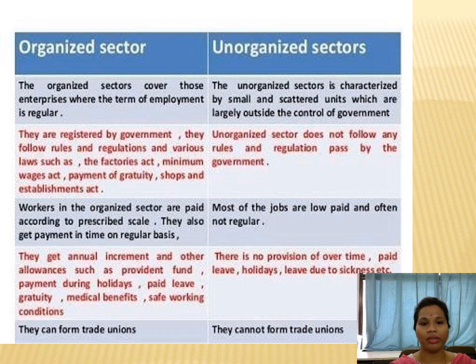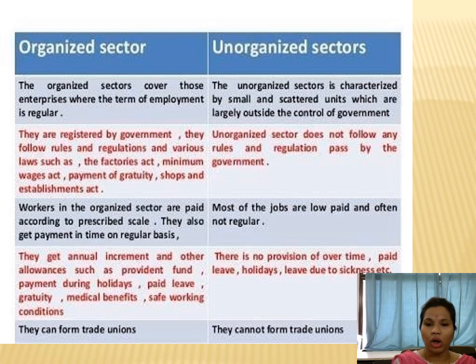Then the fourth point is that they get annual increments. In the organized sector, they get increments, allowances, provident fund, gratuity, medical benefits, safe working conditions, etc. All the facilities which give increments and benefits for employees will be given. But in the unorganized sector, there is no such provision of provident fund, pension, gratuity, or timely payment, and the holidays are not even fixed for them. Leave dues to sickness, etc. are not fixed.